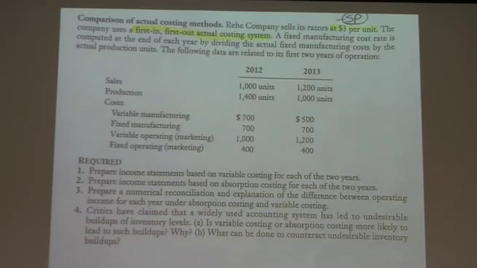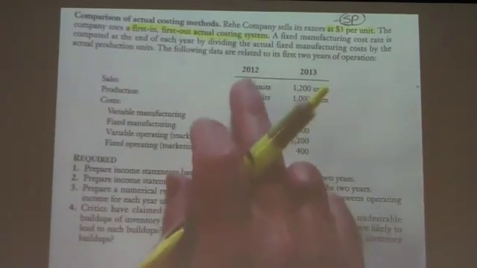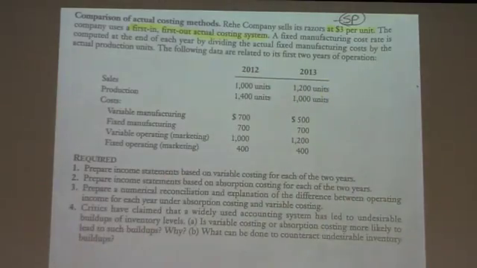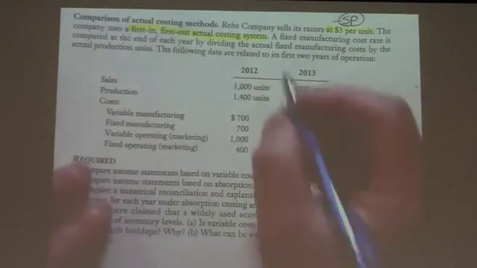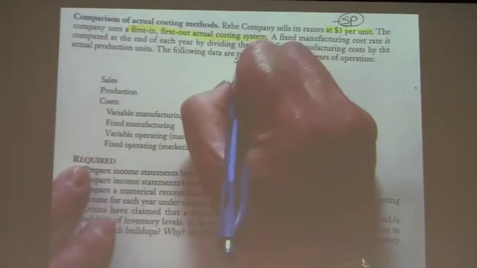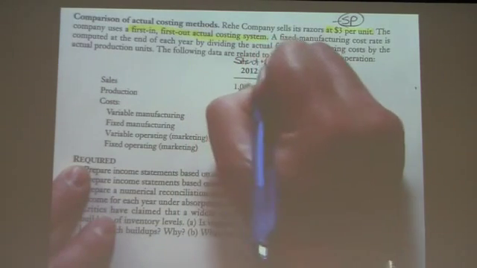Fixed over manufacturing cost rate is computed at the end of each year by dividing the actual manufacturing cost by the actual production units. The following data are related for the first 2 years of operation. So first 2 years means this will be the beginning of the year, the start of the year, right? So let me write this down. So start of operations.